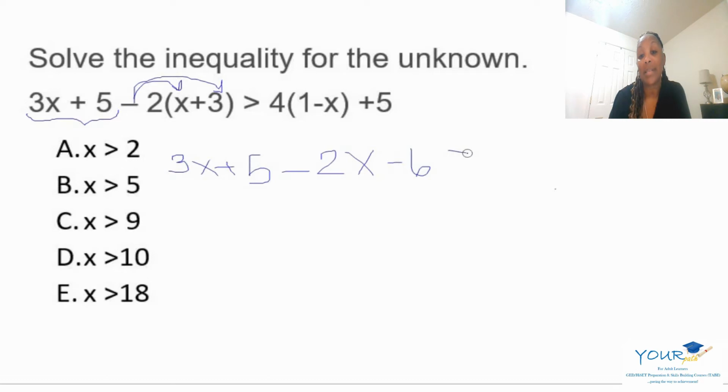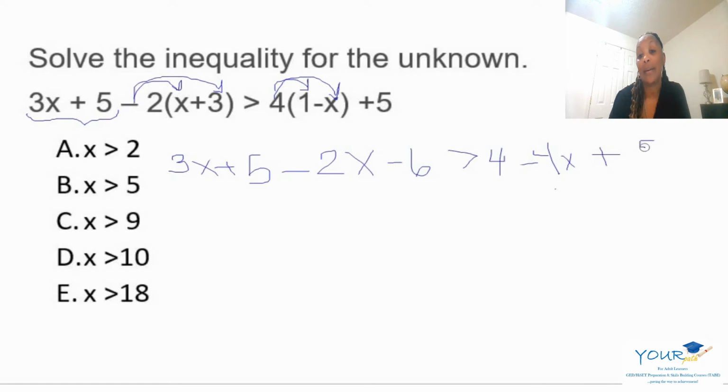Our greater than sign, and now we're going to do the same thing that we did on our left side of the inequality to our right side. That means that we're going to utilize the distributive property in order to multiply this 4 times 1, which will give us 4, and then 4 times our negative x, which will give us a negative 4x. And now we can just bring down our 5.